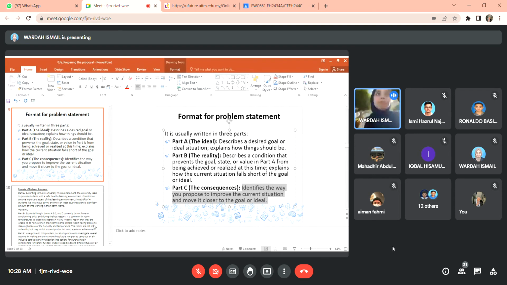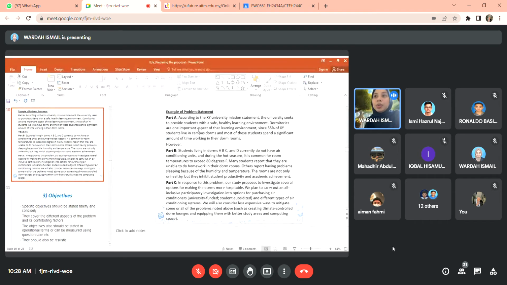Okay, for example, this is an example. Okay, example A, how things should be. Okay, it says the university seeks to provide students with a safe, healthy learning environment. Okay, the university should provide a safe, healthy learning environment. Okay, that is how things should be. And then students living in dorms do not have air conditioning units during the hot season. Okay, that is a problem. The problem is the students who stay in these rooms have no aircon. So it is related to a safe, healthy learning environment. Okay. Lastly, in response to this problem, the study proposes to investigate several options for making the dorms more hospitable. You give a solution. Okay.